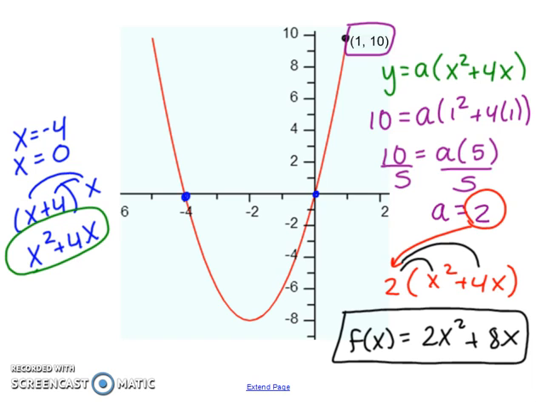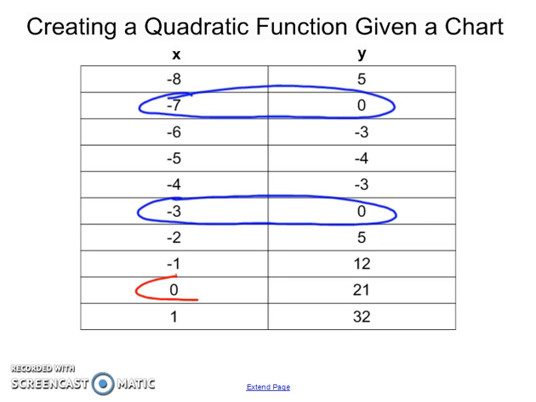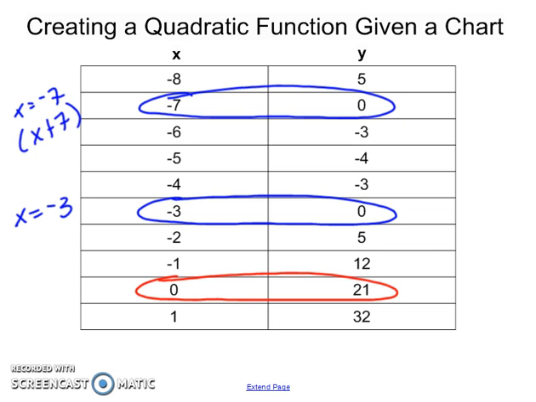Okay, so let's look at a chart. When we're given a chart, we want to look for 3 things: the 2 x-intercepts and the y-intercept. So I'm going to focus on -7, 0, -3, 0, and 0, 21. The 2 blue ones, those are my x-intercepts, since y is 0. So this is the same thing as saying x equals -7, and this is the same thing as saying x equals -3. So this factor is going to be x plus 7. This factor is going to be x plus 3.